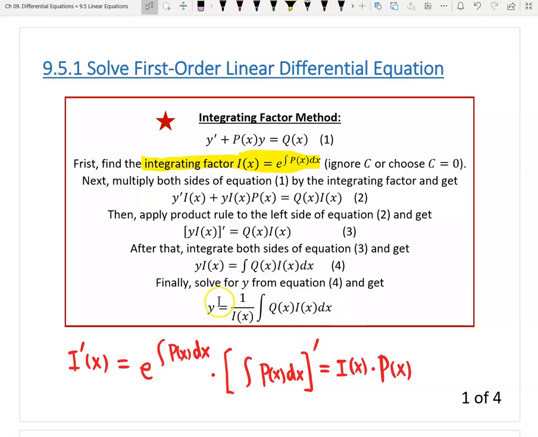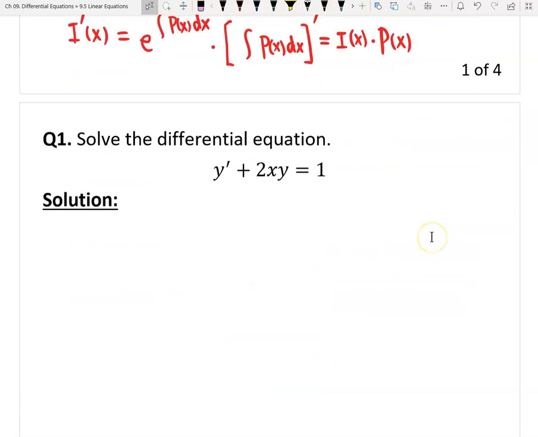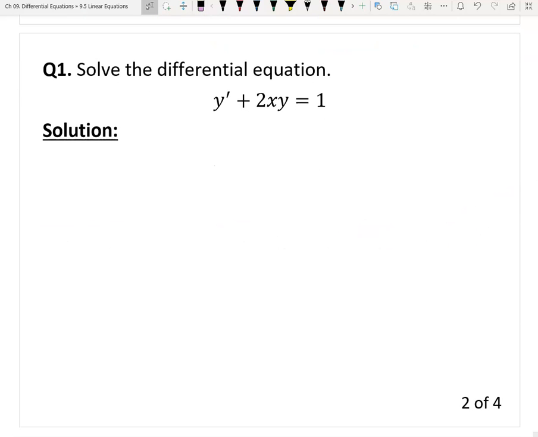I will not use the last formula. I will go through all the steps, going to practice the method. Let me see, 5 steps, right? So the first: is this a standard equation? Yes, okay, because the coefficient is 1, and the p is 2x, q is 1, right? Okay, so I will go to the first step.